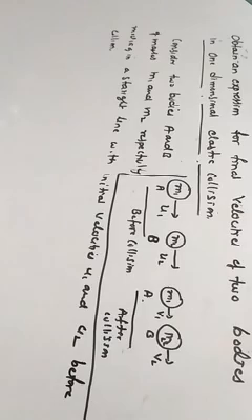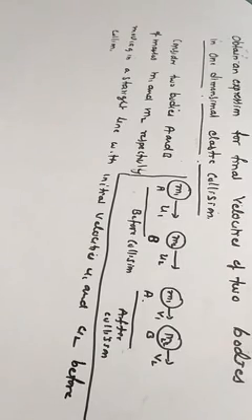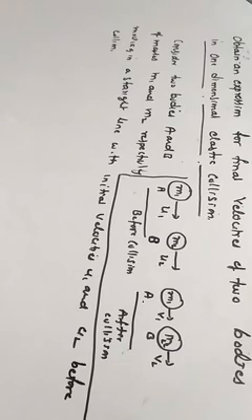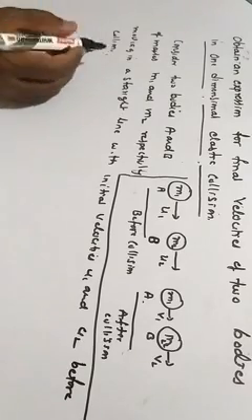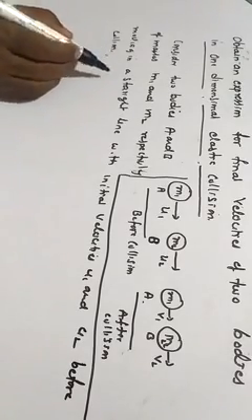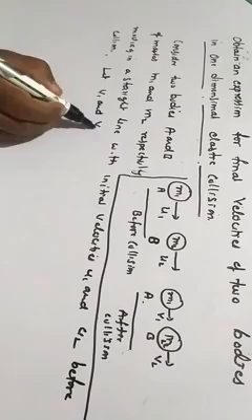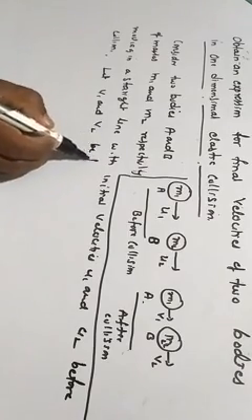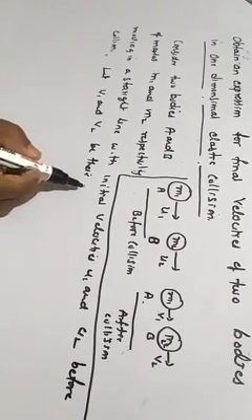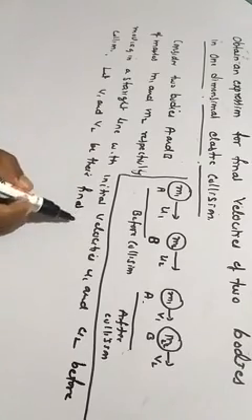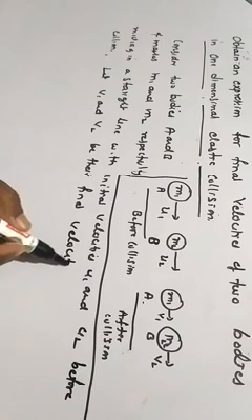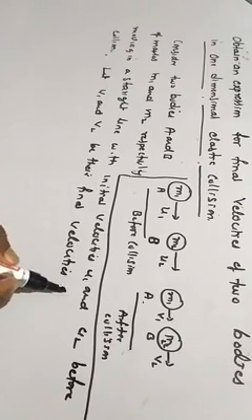Okay, so I can also say it directly: A and B are the two bodies, m1 and m2 are the two masses, u1 and u2 are the initial velocities, v1 and v2 are the final velocities. You can say it like this also, it differs in different books. So let v1 and v2 be their final velocities after collision.